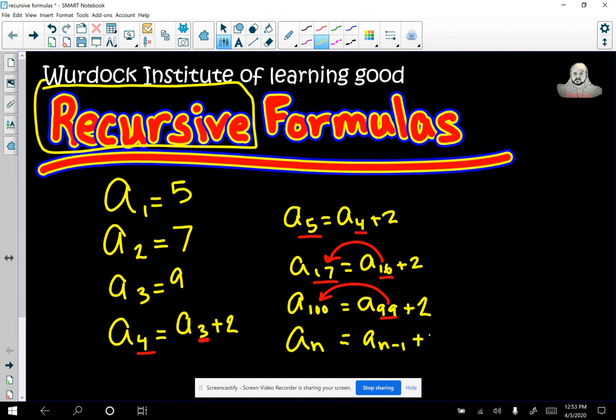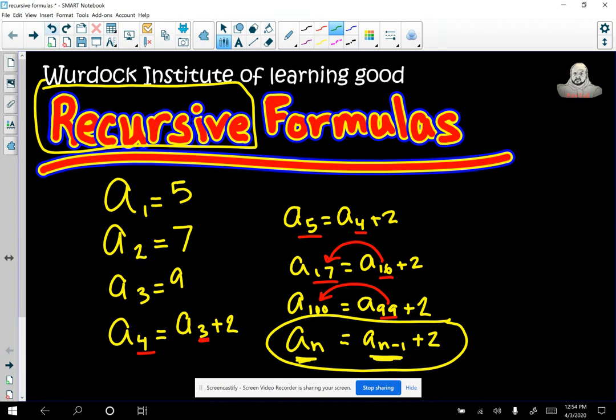So here's how you would write this generic pattern. In general, this is just saying to figure out any term, this is any term, you take the one before it and add 2 to it. Some of you may be tempted right away to say, oh, I know what n minus 1 plus 2 is. All right, avoid that temptation because that's not what we're doing.